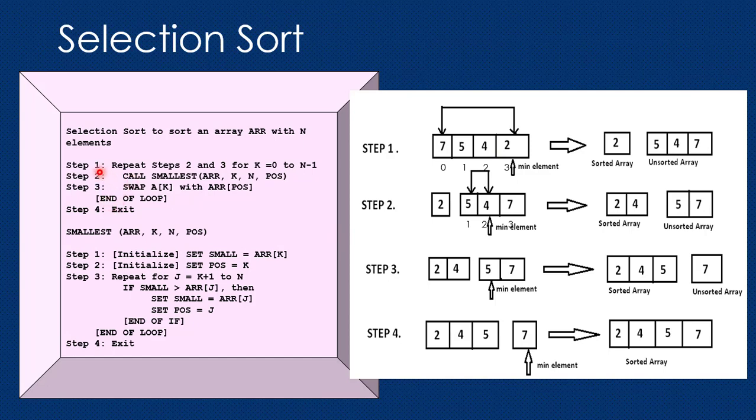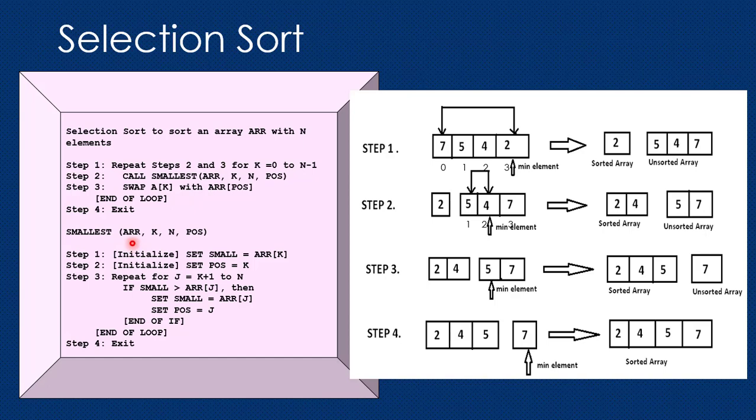So let us see. Here, this function which actually sorts repeats steps 2 and 3 for k equal to 0 to n minus 1. Initially we have an index that starts from k to n minus 1. Every time step 2 repeats, it calls the smallest function. Now let us see the smallest function.